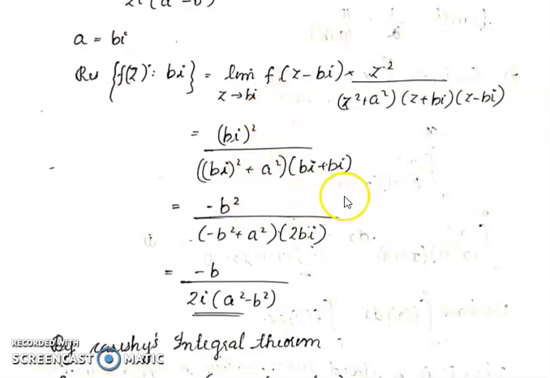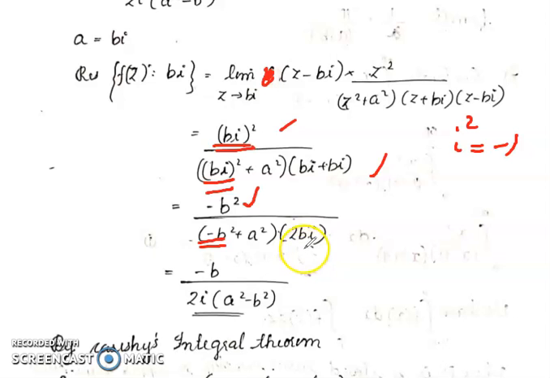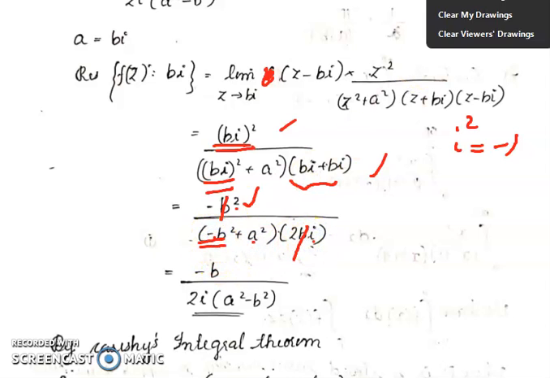And here you get, what is that? Here you can cut this, okay, there is no F. Z minus BI by this. Then after this you can substitute I square equal to minus 1. So here minus B square will be there. Square is there, so B square, negative sign. Here also I square, B square minus B square plus A square into 2BI. So now you can cancel this B and B. So minus B by 1B will be here. Minus B by 2I into A square minus B square.